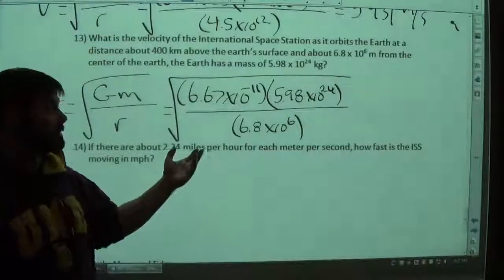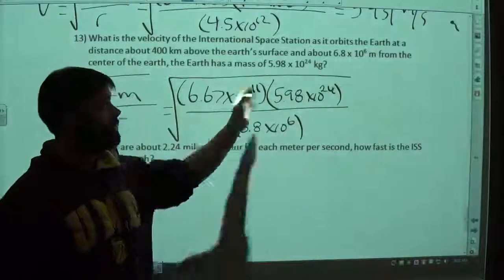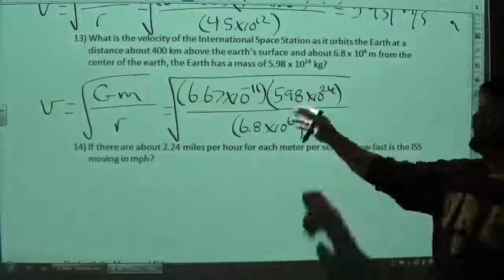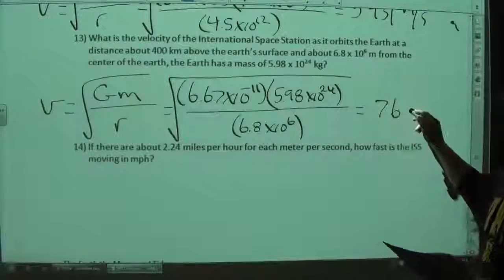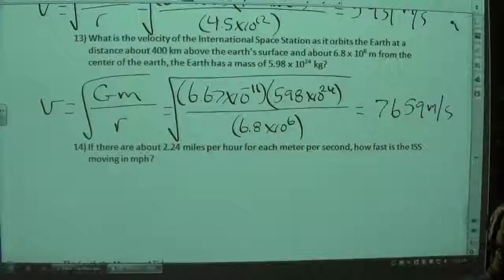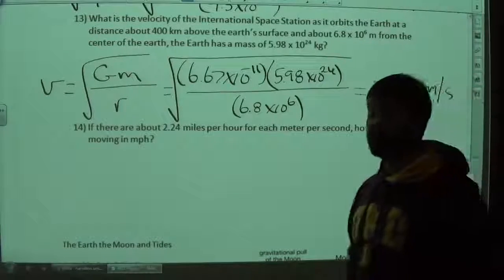So again, practice punching in these numbers. You should get a velocity of 7,659 meters per second.